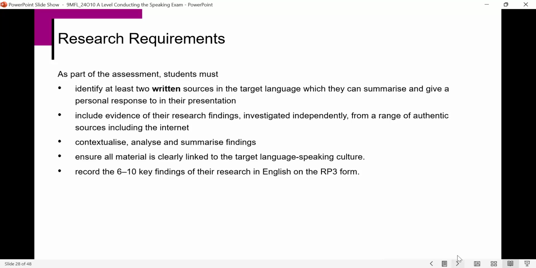They need to contextualize, analyze, and summarize their findings. They need to also ensure that all material is clearly linked to the target language speaking culture. And they also need to record 6 to 10 key findings of their research in English on the RP3 form. That in English is an essential bit as well. So we'll have a look at the RP3 form in a moment.